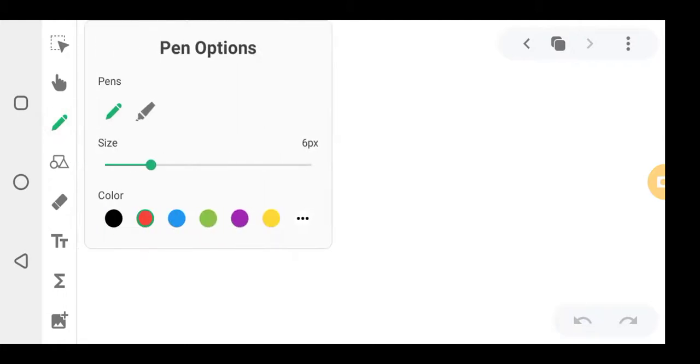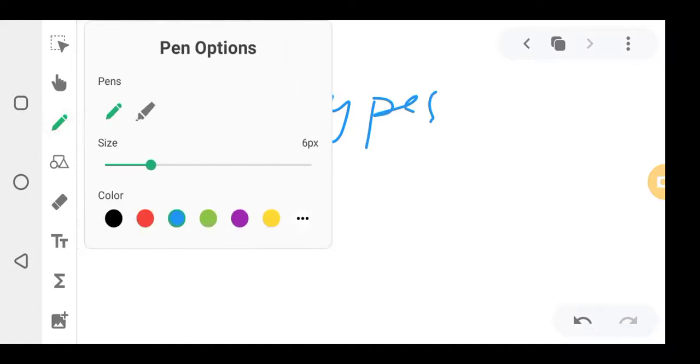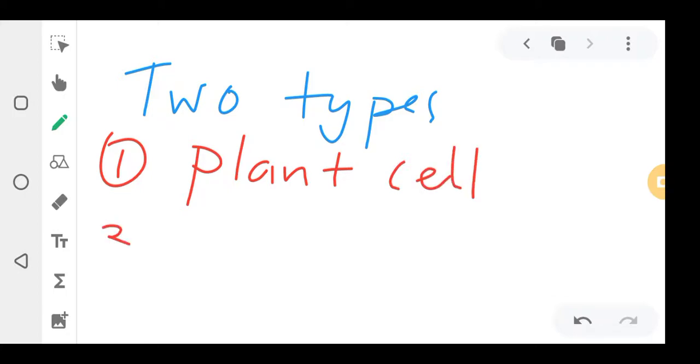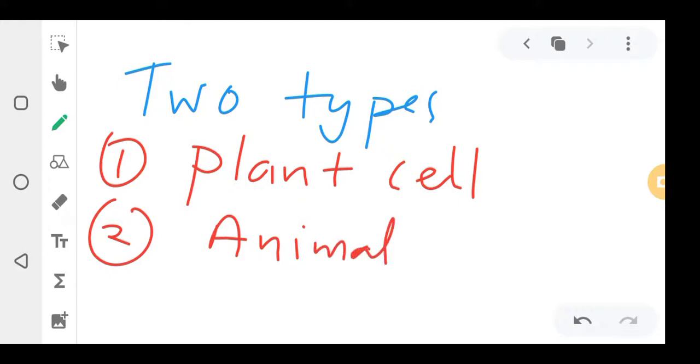Okay, we have got two types of cells in science. In case they ask you what are the two types of cells, the first one is plant cell. The second one is animal cell. As you see, plant cell means it's a cell found in plants, and animal cell is a cell found in animals.